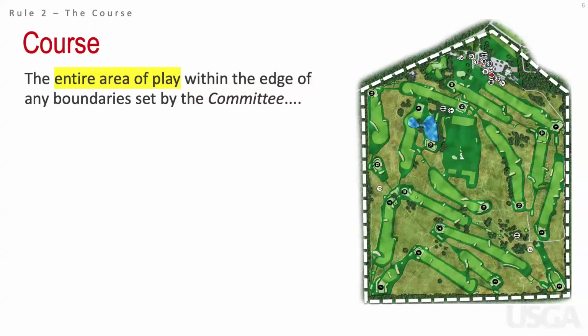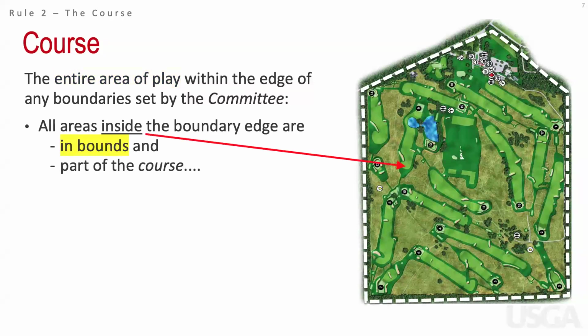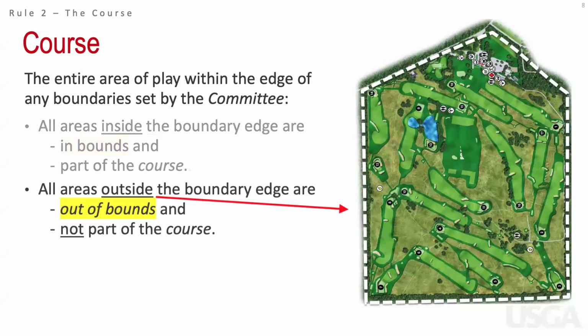So the course, it's the entire area of play within the edge of any boundaries set by the committee. So here you can see this course, we have the dotted white line. So everything within that boundary is going to be the area of play. So like we said, that part is in bounds and part of the course. Obviously, everything outside of that boundary edge is going to be out of bounds and is not part of the course.